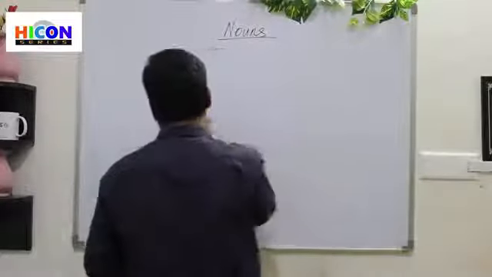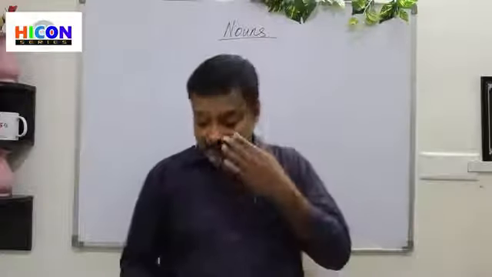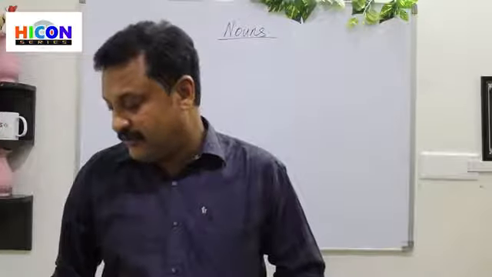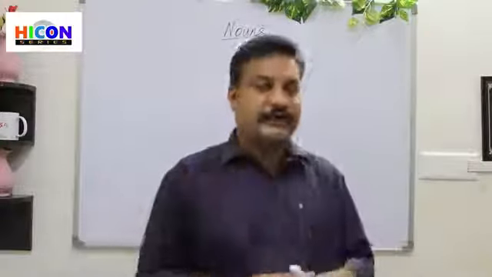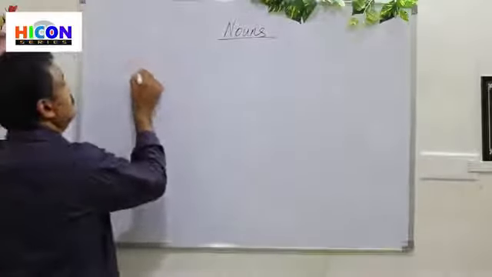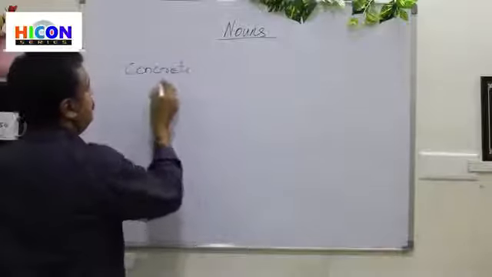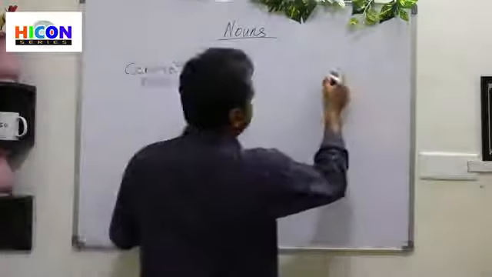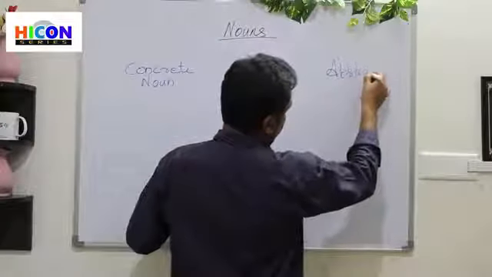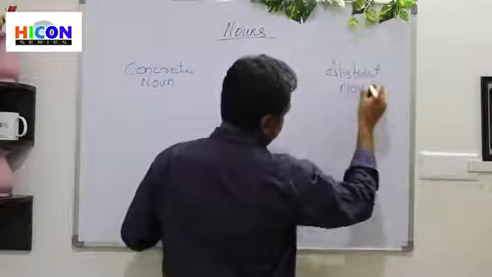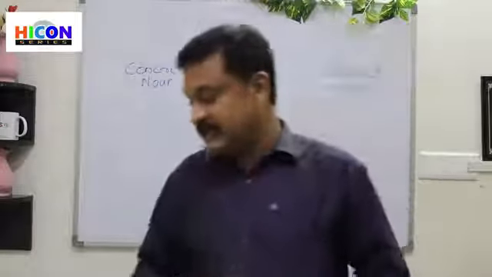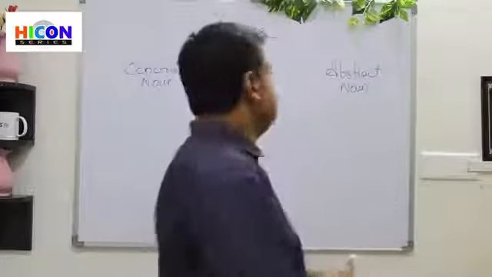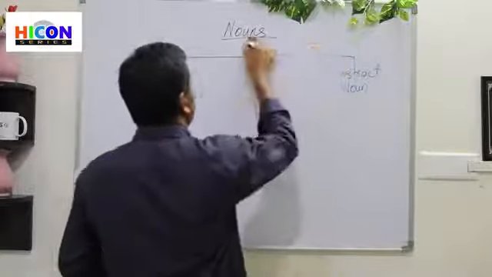Now, what are the kinds of nouns? Nouns are broadly divided into two categories. One is called concrete noun. The second is called abstract noun. Okay, so the first one is called a concrete noun, the second one is called an abstract noun. So these are the two classifications of nouns.